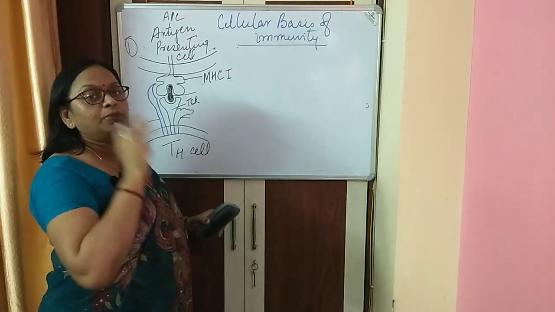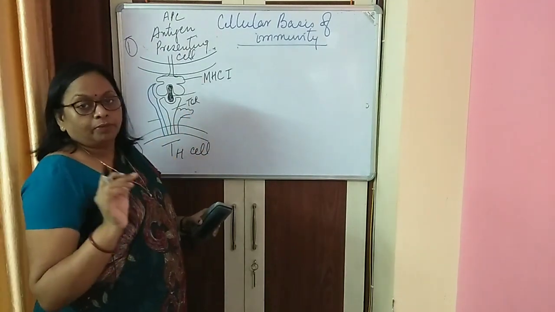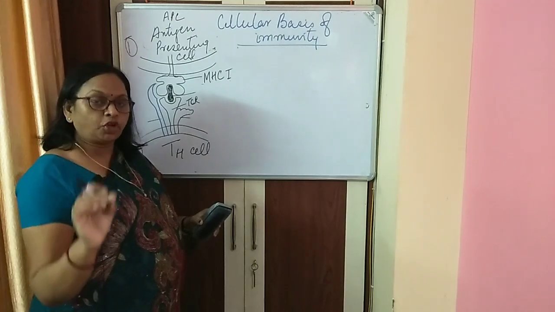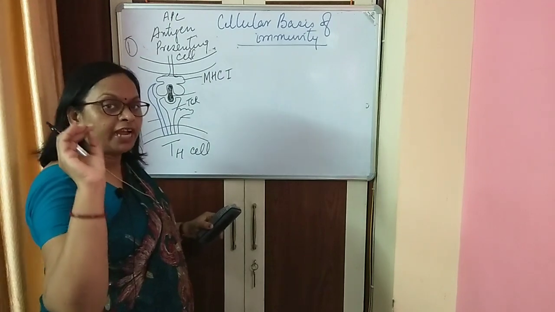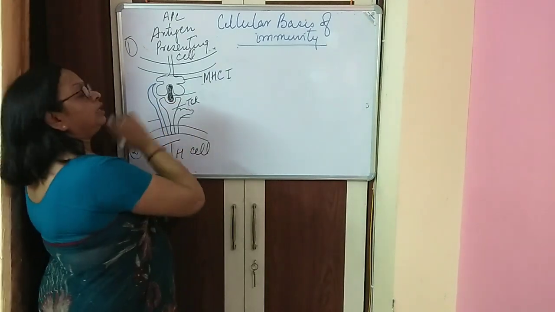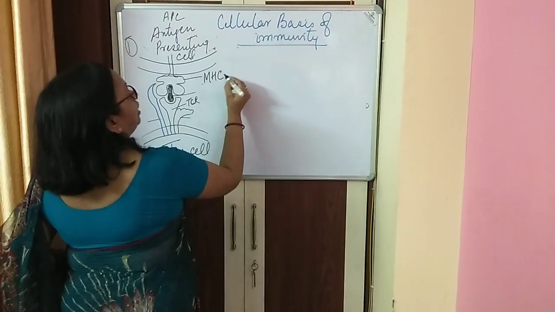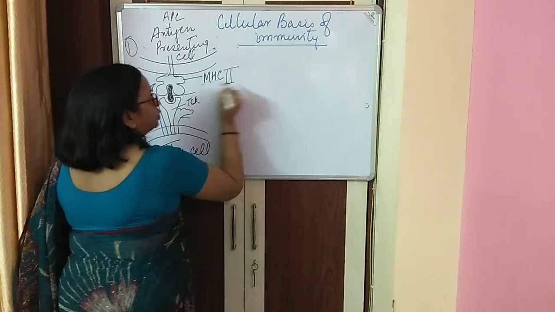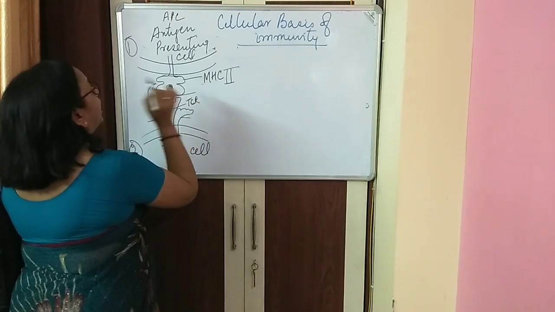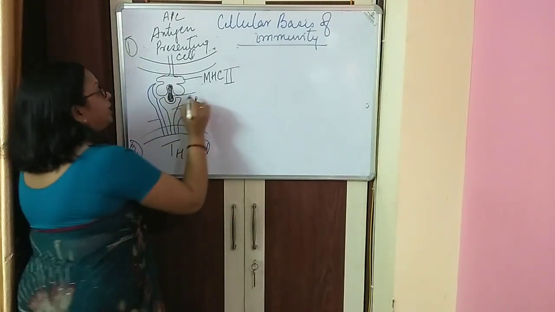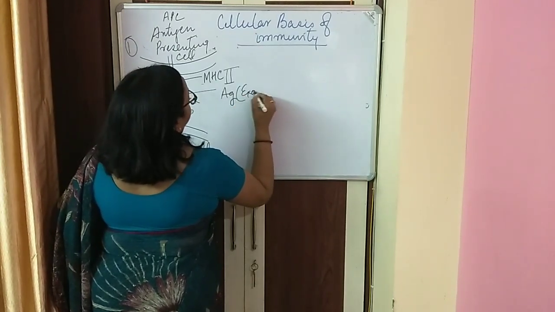Suppose a whole bacterium has been engulfed. This whole bacterium will not be presented by the MHC molecule, so it will be chopped into smaller pieces. Antigenic determinants, or small peptide fragments, will be presented via MHC. Here one change will be there: it will be MHC class 2. So the antigen presenting cell has MHC class 2, and the antigen presented here is called exogenous antigen.